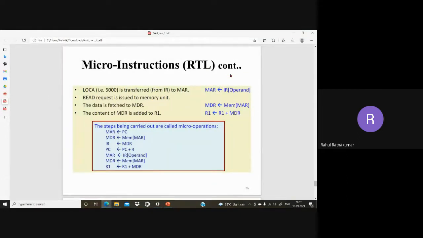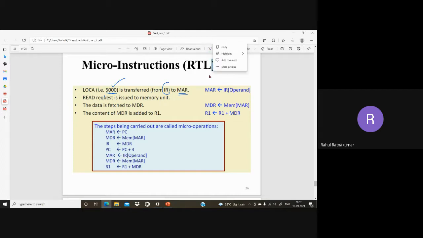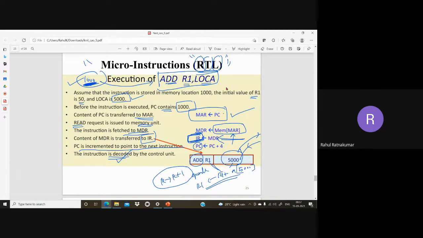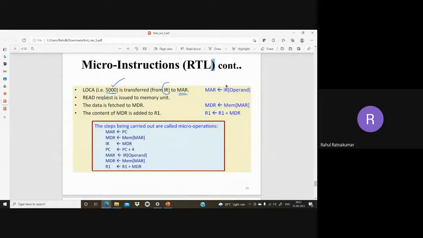Now let's again discuss location A. In the previous example it is 5000, and the data stored in the 5000 location is transferred from the instruction register. So I think we are discussing a load operation or something. Let's see. Okay, this is an add operation, a micro instruction. So location A, 5000, is transferred from the IR to the MAR.